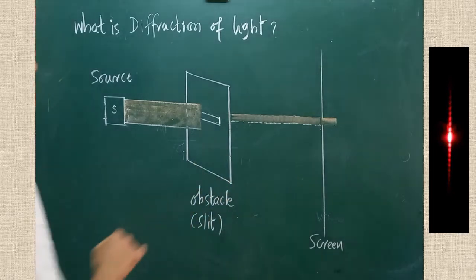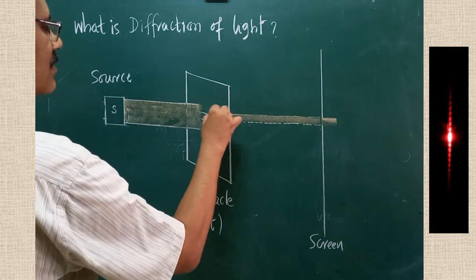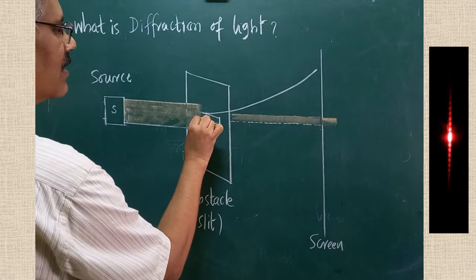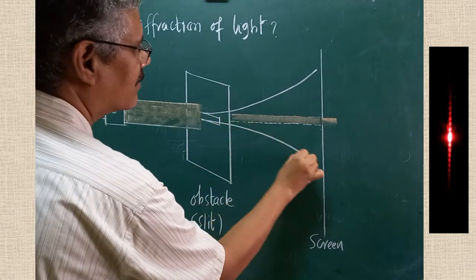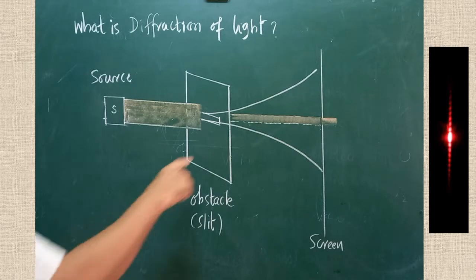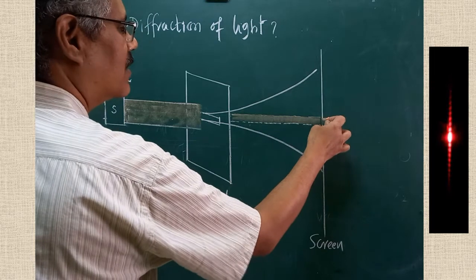Now I am going to draw the diffracted light. How to draw the diffracted light? Due to the wave nature of the light, it bends around the obstacle. So due to bending, it goes like this. Due to bending on either side, the diffracted light bends around the edges of the obstacle. Because of the bending nature, this central bright band is created.